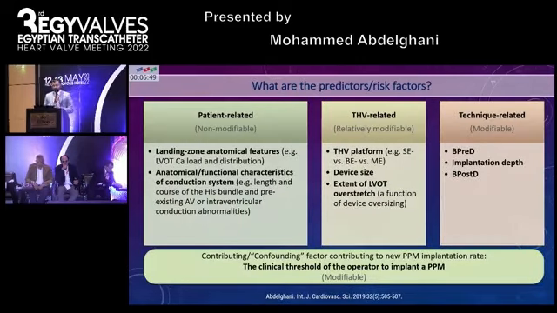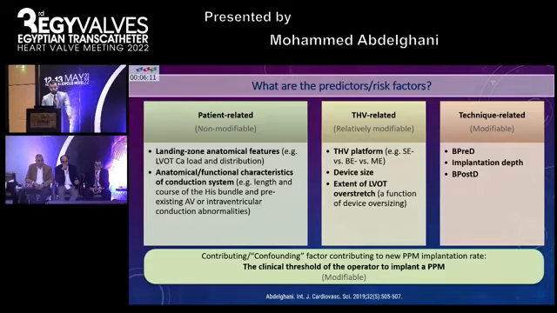So what are the risk factors or predictors? I myself prefer to use this scheme of classification: patient-related risk factors, device-related risk factors and technique-related risk factors. Besides these causative factors, there is a confounding or contributing factor, that is the threshold of the operator to implant a permanent pacemaker. Some operators tend to implant the pacemaker at a low threshold to facilitate earlier patient discharge. I don't want my patient to remain under surveillance, under monitoring. No, I'll put in just a pacemaker and send the patient home.